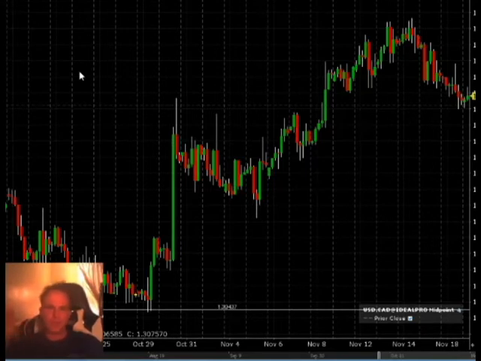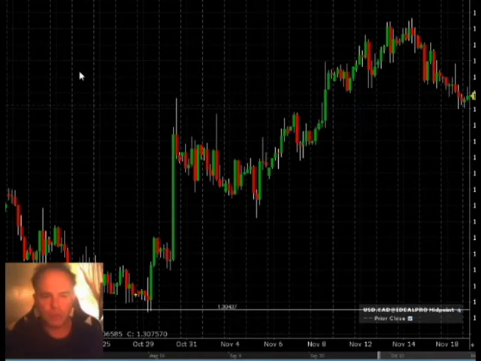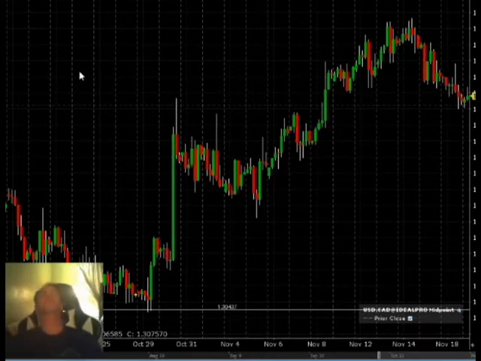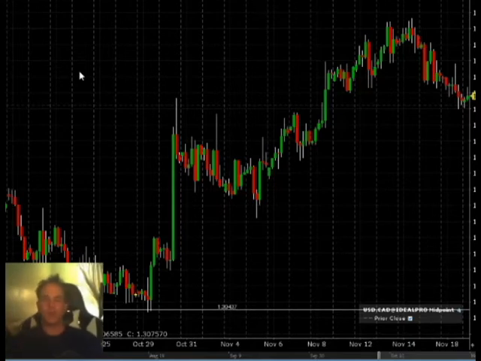It's not an exact area, it's more like a zone, but it'll give you some kind of an idea, some kind of a good possible support level that you can use for taking profit if you come down to this level here. Just keep that in mind.